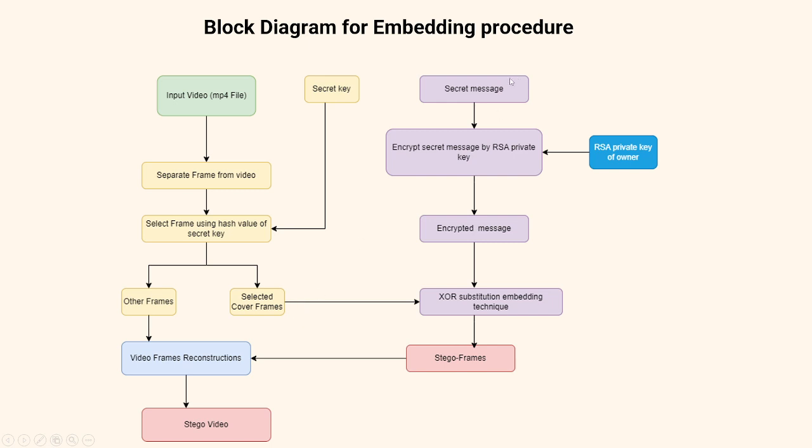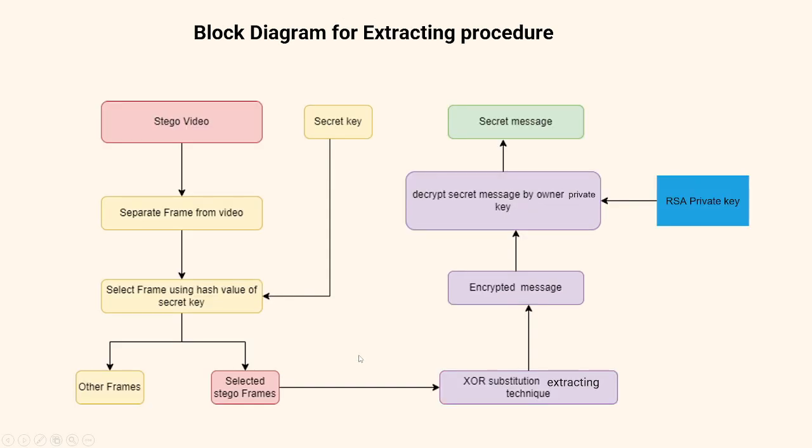First I take the message, then it's encrypted by RSA public key, and after encryption it is embedded through XOR substitution technique. These are stego frames, and the other normal frames are concatenated, and the video frame reconstruction process goes on, and finally the stego video comes out as output. For the stego video, first I take the secret key to identify the frames where I actually hid the secret encrypted data. After identifying the frames, I extract the data and decrypt it using RSA private key, and then I get the secret message.